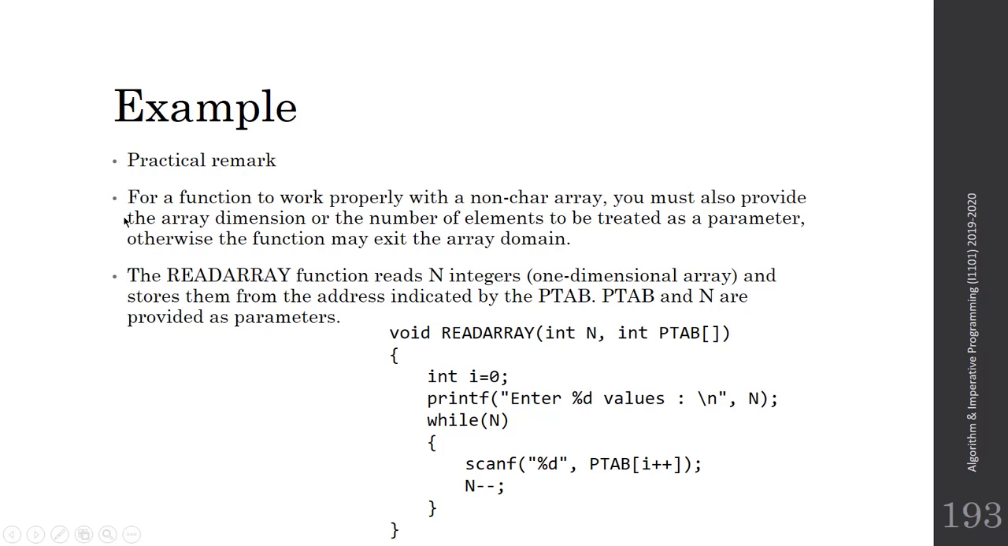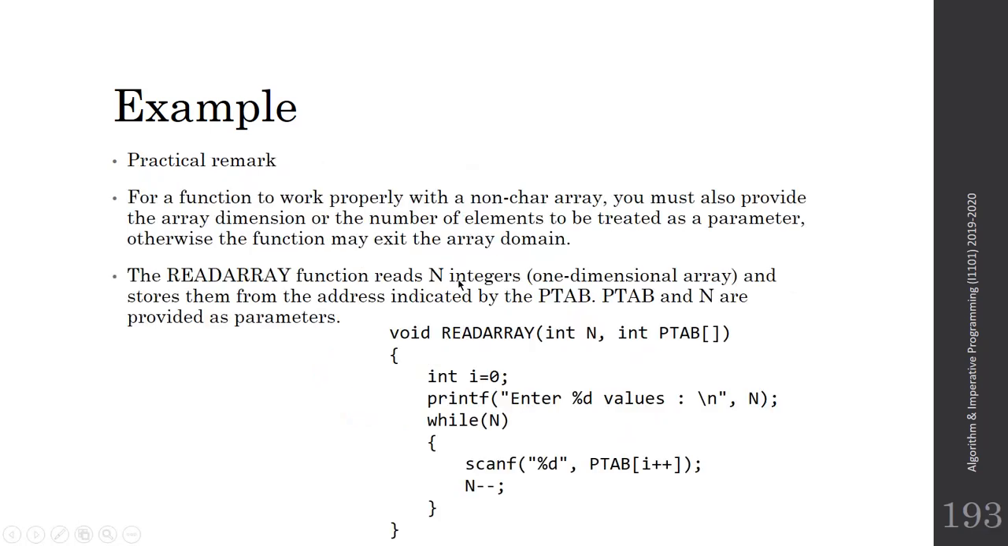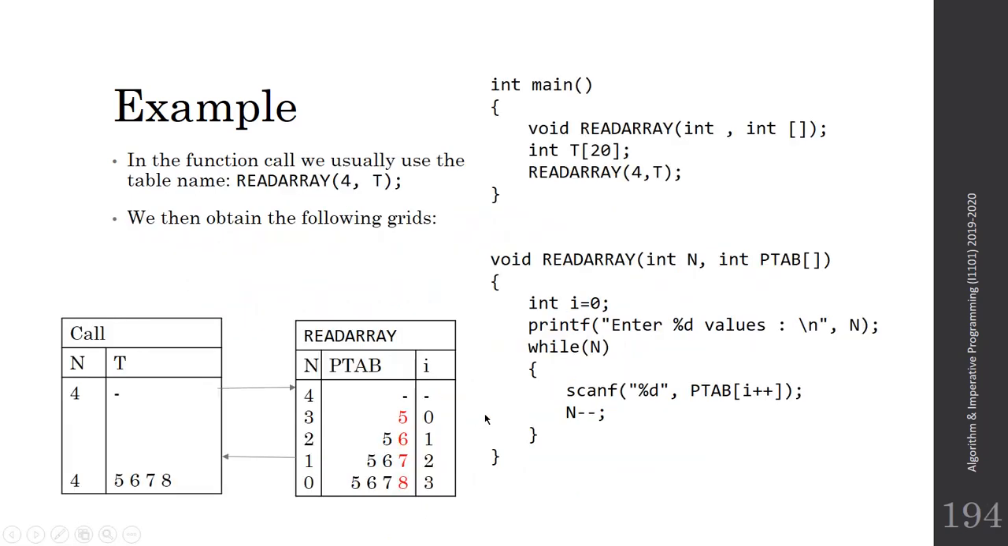So as a practical remark, if you want the function to work with non-strings, non-characters, we know that the ending of a string is always \0. However, if it's an array, we don't know when it ends. So for that, we should always give the function the number of elements in this array. We already saw that. Whenever we are reading an array, we need the actual size, because we already read n using another function.